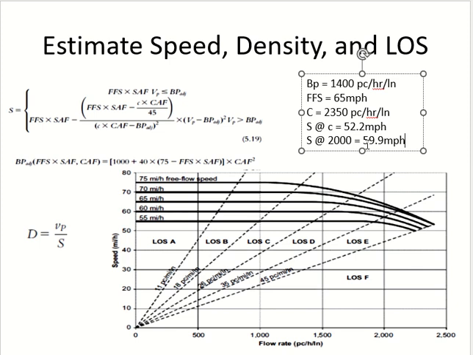Put Vp equals to capacity. Okay, so now I will make this line up to breakpoint. After breakpoint, I'll plot this point. Flow rate 2000, speed 59.9. Okay, so I'll make this point between the breakpoint and the capacity.